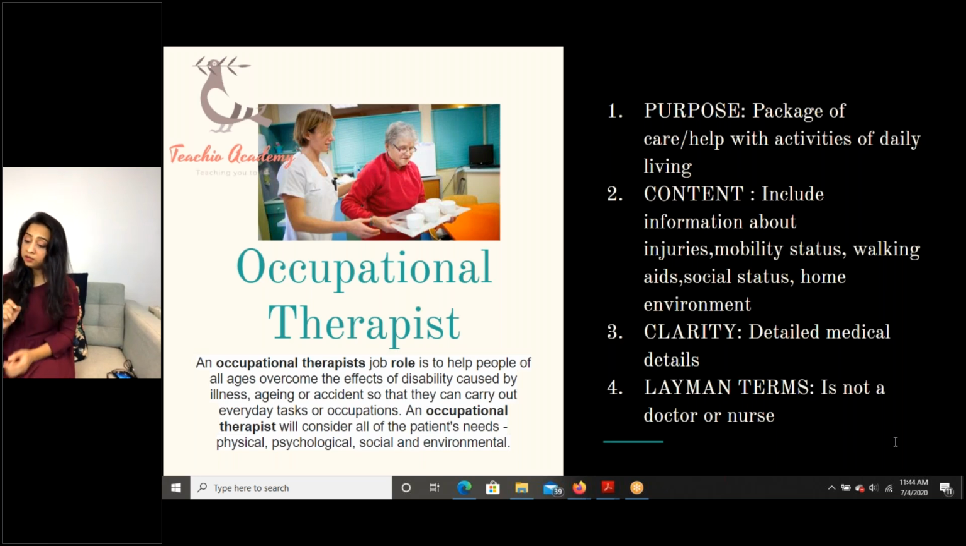So Manpreet, if you've understood that concept of the difference between a social worker and an occupational therapist, please type in yes, and then we'll move on to the OET aspects of it.